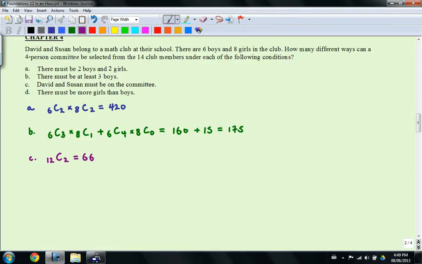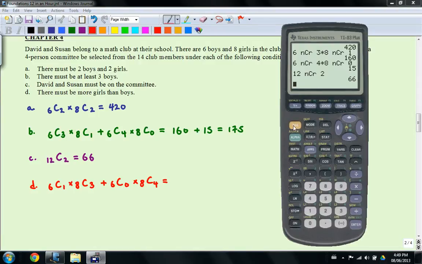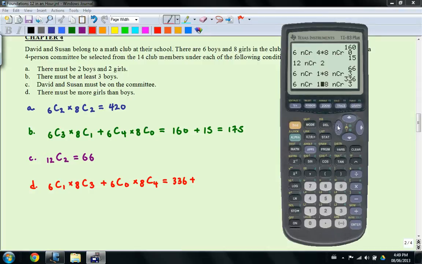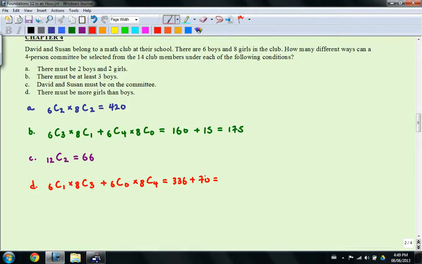And finally, last one, there must be more girls than boys. Because you have an even number of committee members, there's only 2 scenarios for which that will work. 3 girls, 1 boy, and 4 girls, no boys. So that will be the 1 boy scenario, 3 girls, and the 4 girls scenario. Okay. So again, you go back to your calculator. In fact, if I just did this, that might save some time. There you go, 336 plus, let's see this one, 70. Okay, so I think this will add up to 406. Yeah.